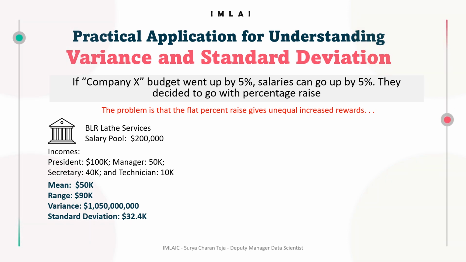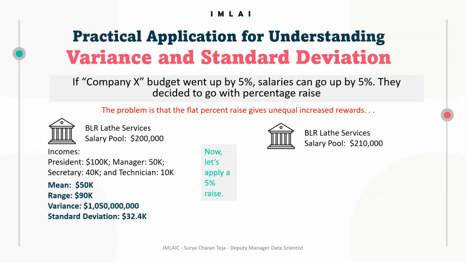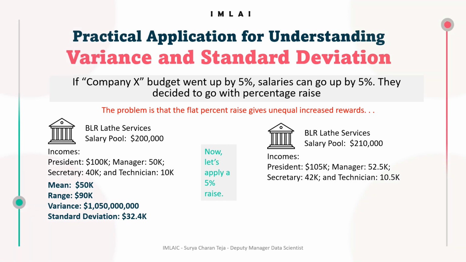This is the present condition. Now, as the budget went up by 5%, let's apply a 5% raise. When the budget went up by 5%, our salary pool increased by 10,000 to $2,10,000. Then the president will get 105K dollars. He got $5,000 more.